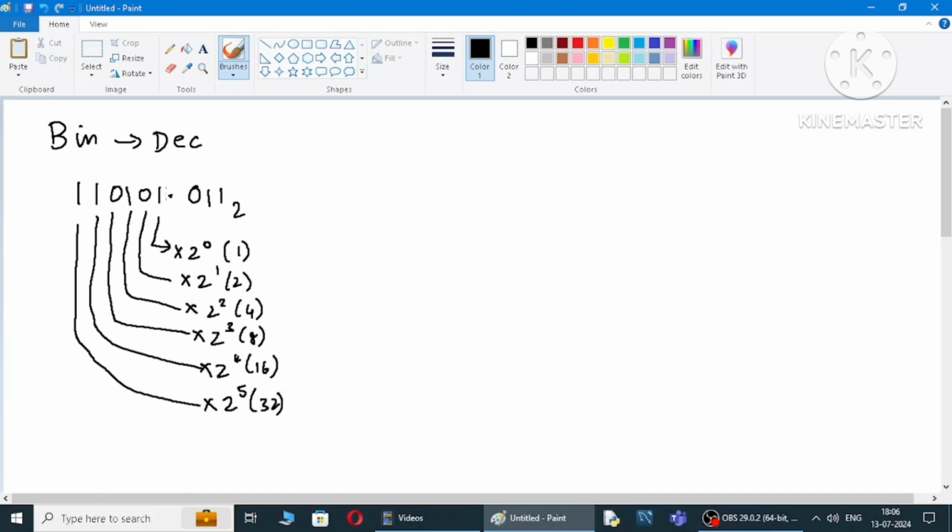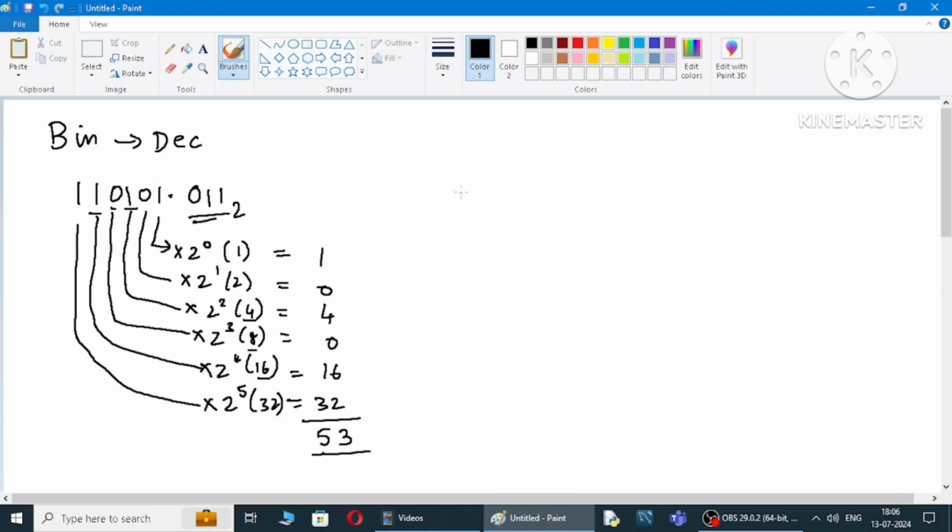Right? So this number multiplied by this digit. So 1 into 1 is 1. 0 into 2 is 0. 1 into 4. This 0 into 8. This 1 into 16. Then 1 into 32. Now add all this. You get 5, 21, 53. Now here comes the whole number part.